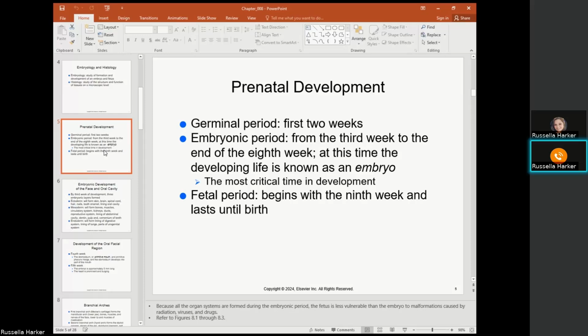And at this time, the developing life is known as an embryo. It's the most critical time in development, and you need to know that. After that, the fetal period begins. That's during the 9th week and lasts until birth. Because all the organ systems are forming during the embryonic period, the fetus is less vulnerable than in the embryonic period to malformations caused by radiation, viruses, and drugs.